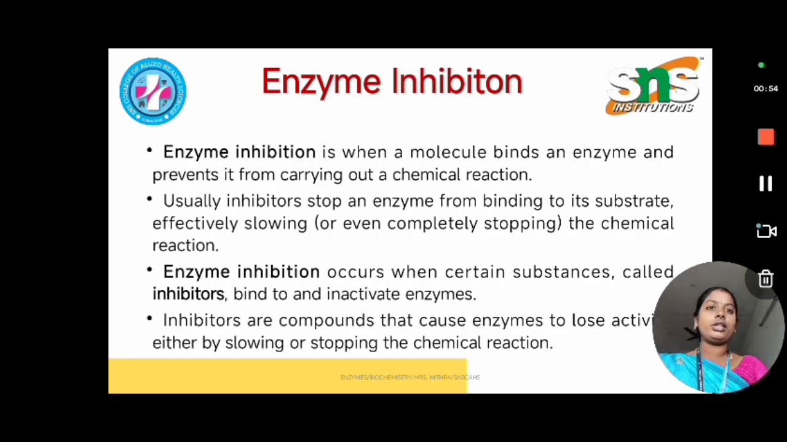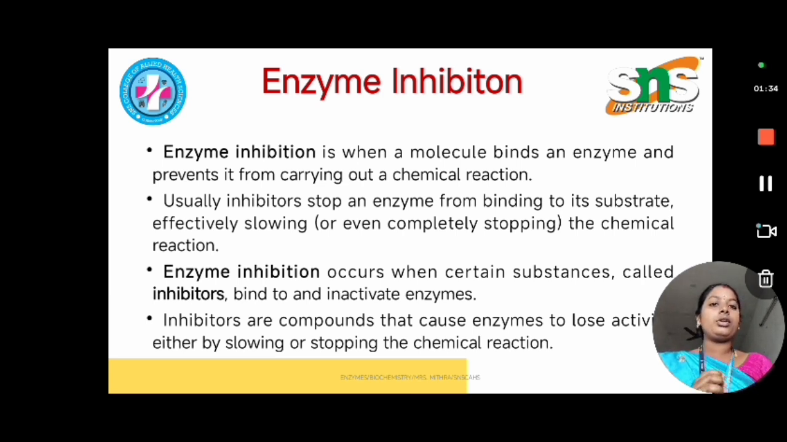Coming to the definition, enzyme inhibition is when a molecule binds with the enzyme and prevents it from carrying out the chemical reaction. For example, enzyme plus substrate gives enzyme substrate complex, which further gives the product. If an enzyme inhibitor molecule binds with the enzyme or substrate, it does not proceed to the enzyme substrate complex, and hence no product is released from that chemical reaction. This is the enzyme inhibition definition.